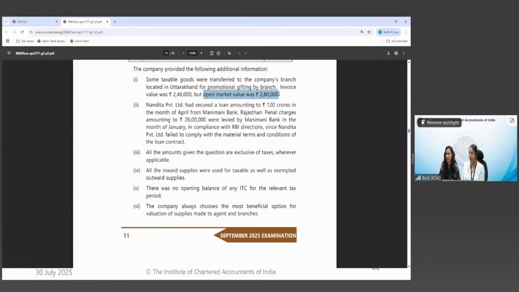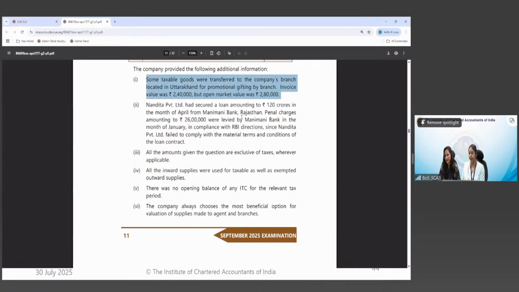So this value we will take in the inward supply table as well. Understood. I think Prashant, you are telling the answer for some other point, the previous point. But in outward supply this point will also come. And this point here, you will take the open market value.